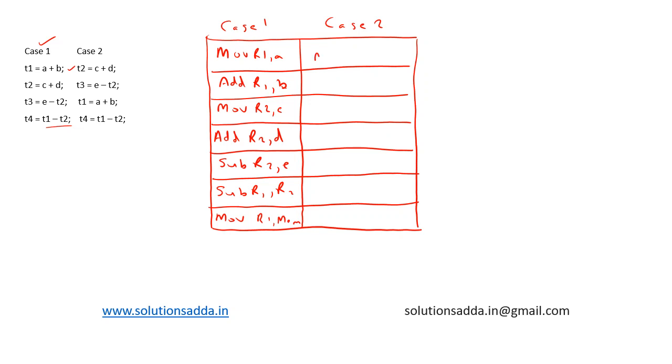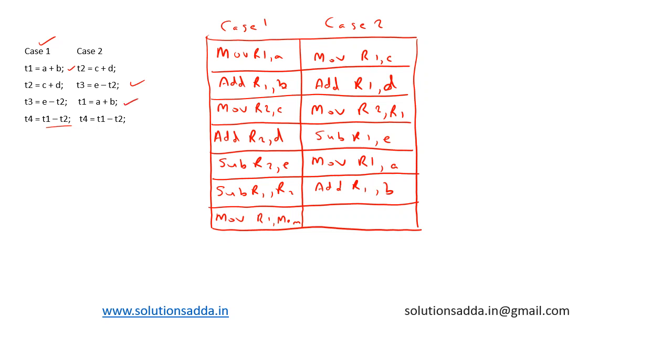First instruction is move R1, C. Next step is add R1, D. Next step is move R2, R1. We are moving the value of R1 to R2. The next step is sub R1, E. This performs E minus T2. The next step is move R1, A. Next step is add R1, B. This step is done.